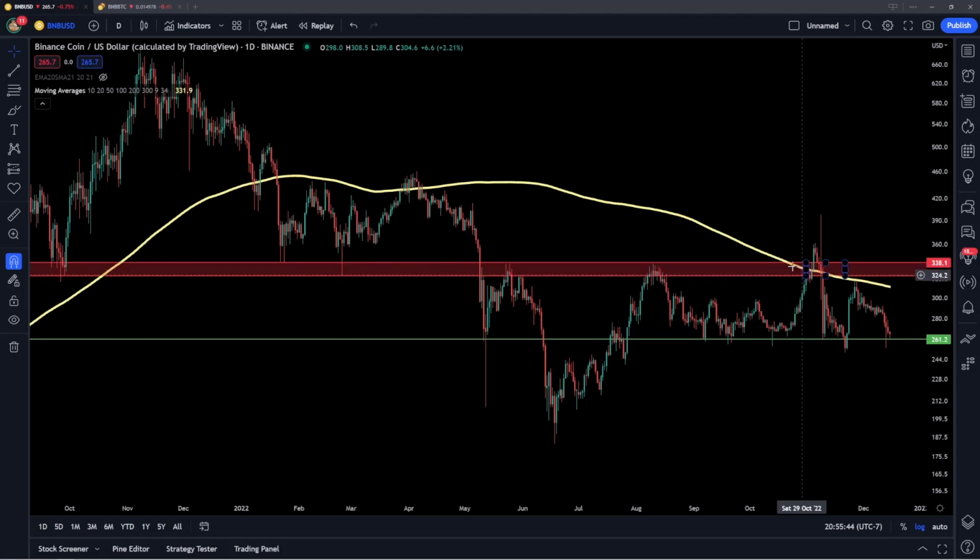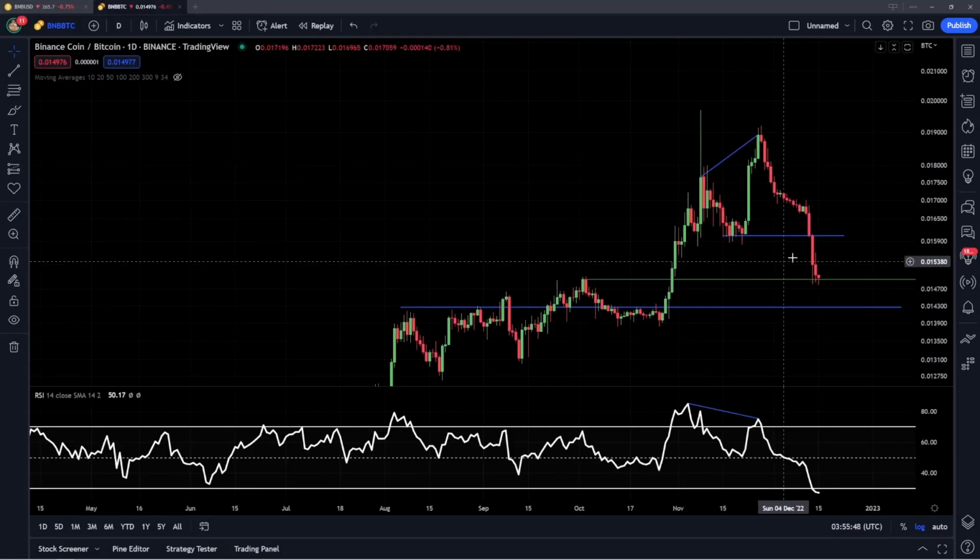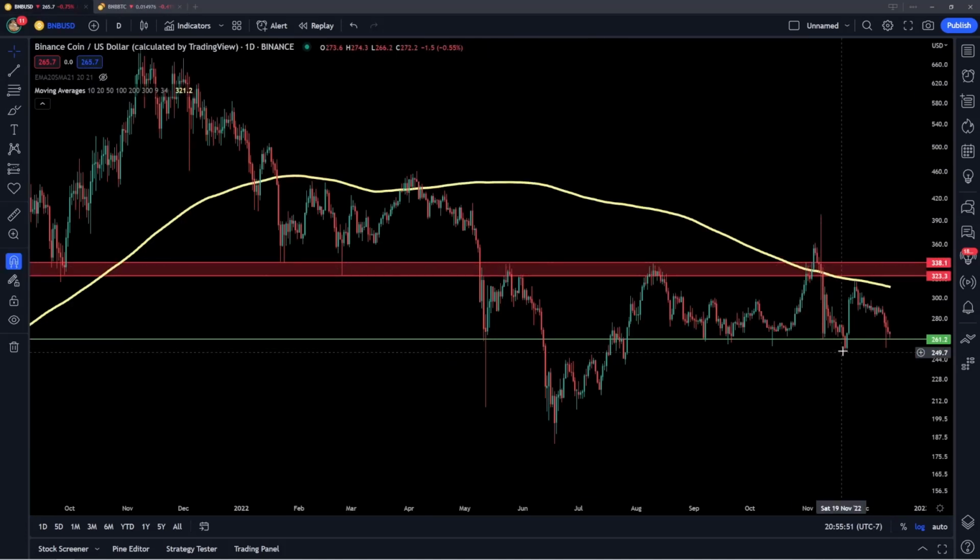If Bitcoin were to say increase while this remains constant, that would drag this pair down. So it doesn't necessarily have to mean that Binance Coin is bearish on the USD chart. It would just mean that it has a high opportunity cost, to which Bitcoin would just have a little bit more outperformance. So that does lead me into the BNB USD pair.